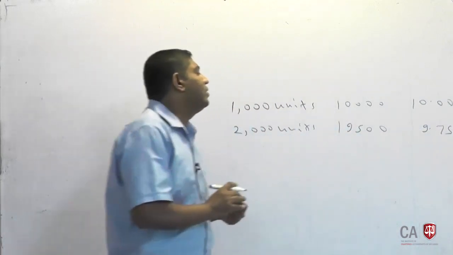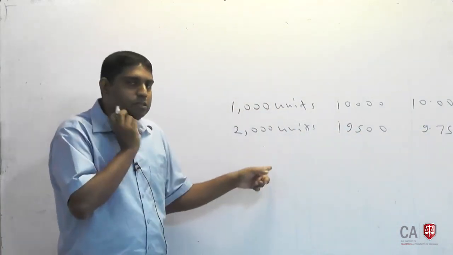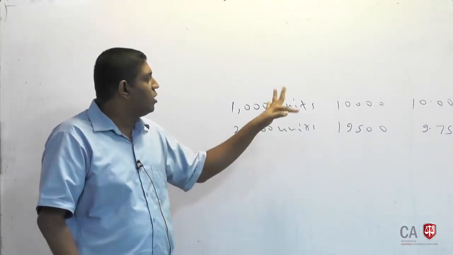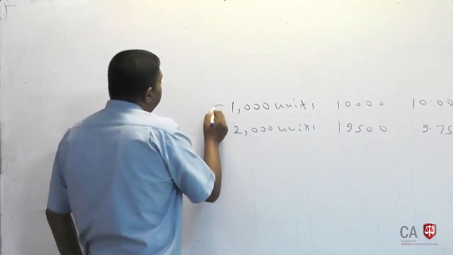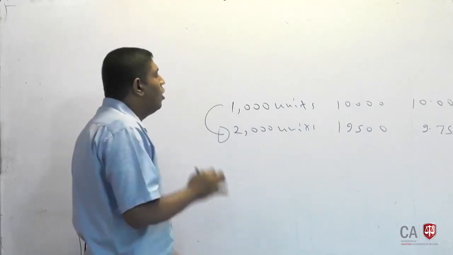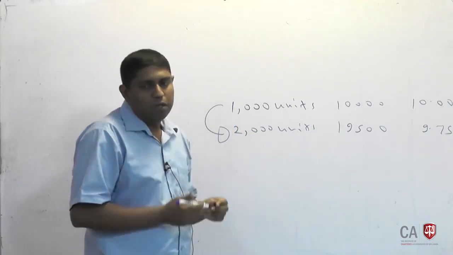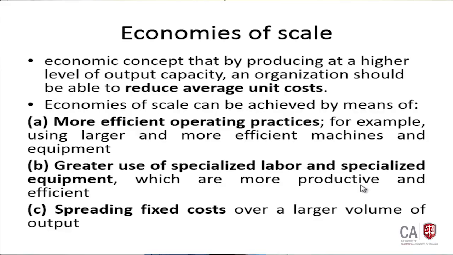Now see, average cost per unit has been reduced. This economy of scale is enjoyed with capacity utilization. When you are operating at a higher capacity level, you are in a position to enjoy some cost savings.